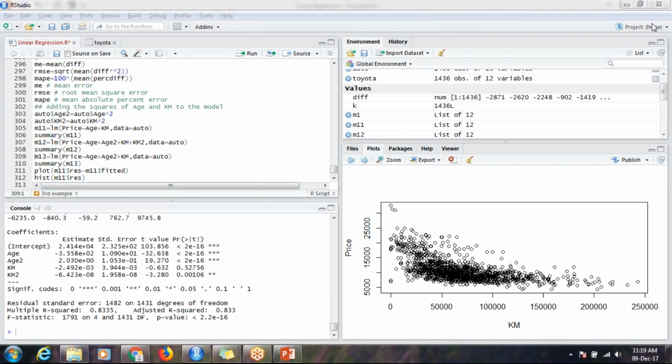So here, as I said, square of kilometer is only making a good impact, and kilometer is not making an impact here. So it is good to remove that. And after removing that, let us see how much impact it makes on my model.